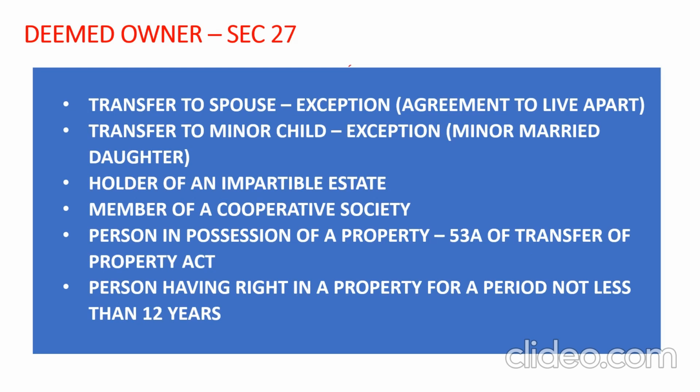Deemed owner, section 27. Transfer of a house property to spouse for inadequate consideration. In that case, the transferor will be deemed to be the owner. However, there is an exception. If the transfer is in relation to an agreement to live apart, then the transferee, the spouse, will be considered to be the owner. Second one, transfer to a minor child. Then the transferor will be deemed to be the owner. However, if the transfer is made to a minor married daughter, the minor married daughter is considered the owner and the transferor is not deemed to be the owner.